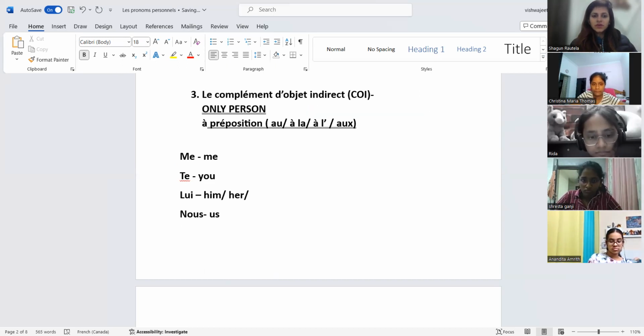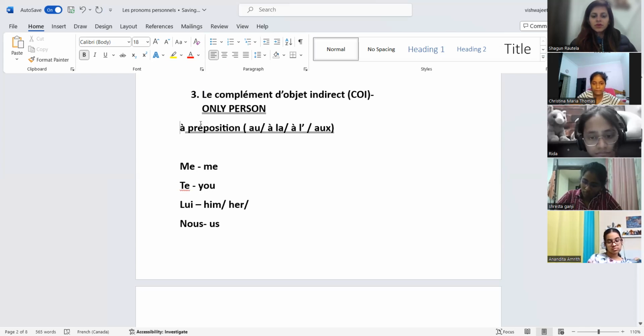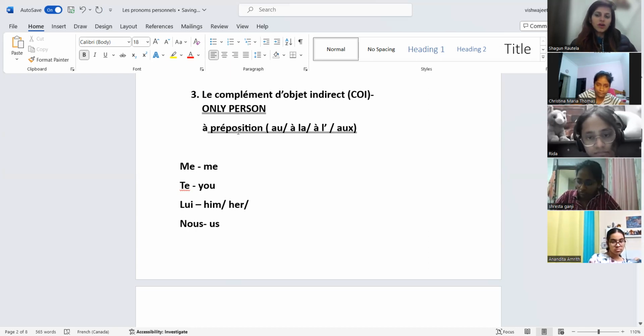So you can write it down like this. It's used only with person and preposition à. When I say preposition à, it can be any form of à. Okay, it can be any form. Au can be there, à la can be there, l' can be there, or aux can be there, any form.